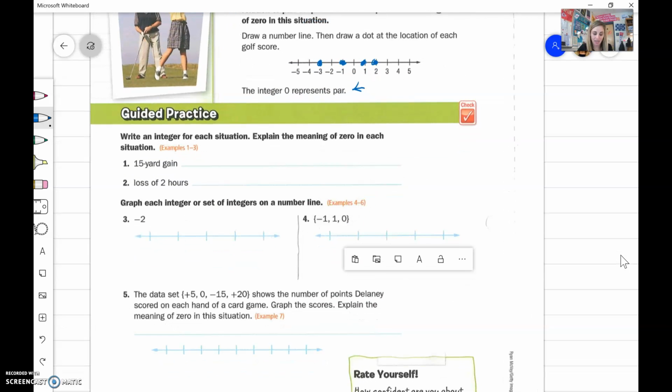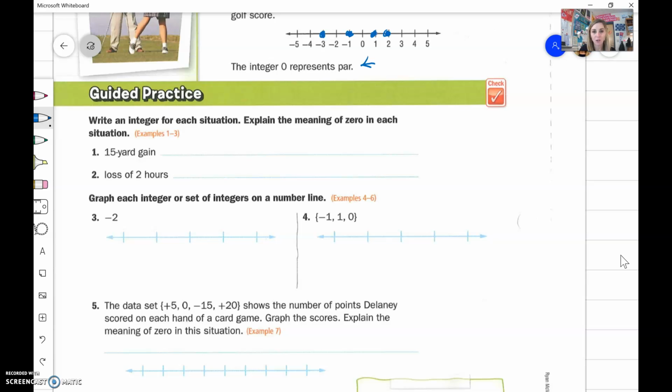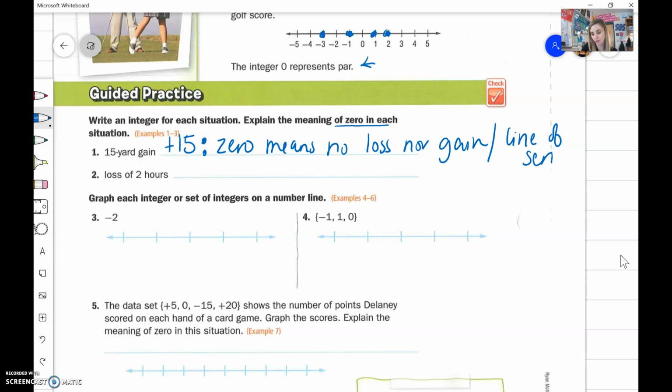All right, let's take a look at these examples right here. It says a 15-yard gain. Well, that's really good. If you have a running back and he gains 15 yards, that's a positive 15 yards. Now, let's explain the meaning of 0. And you can do it like this, or with 2 semicolons. It doesn't matter, just as long as I'm separating my 2 answers. In the integer 0, 0 means no loss nor gain. You could also say it is the line of scrimmage. That's where they started, if you know football terms. And you might not know that, and that's okay.